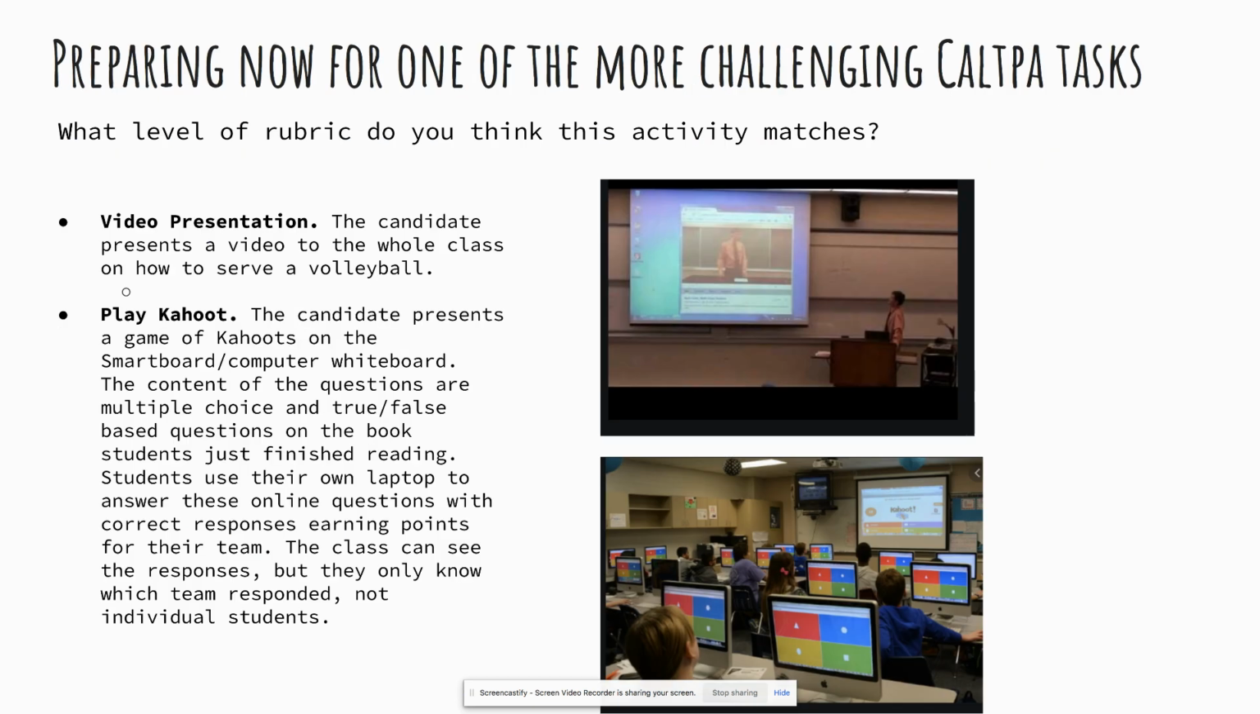Certainly, you can modify both of these examples. Instead of just having the students watch a video, perhaps you can extend it so that after they watch the video, then they're doing a Flipgrid video of their own and demonstrating the skill. That would certainly move up on the rubric to a level 3.